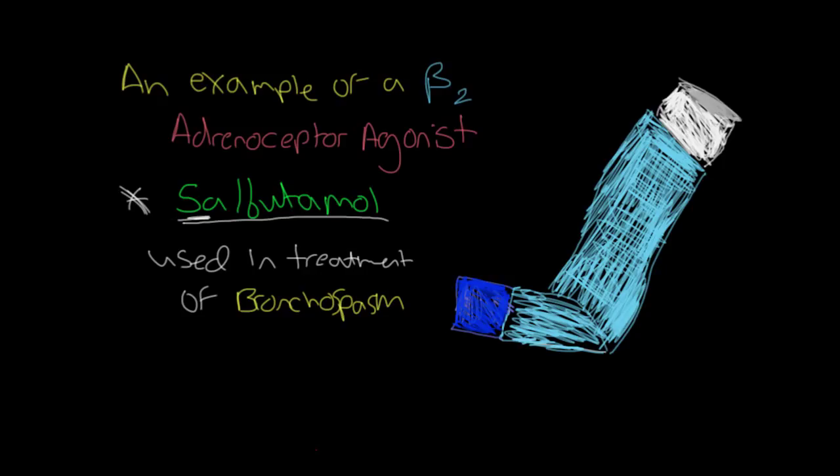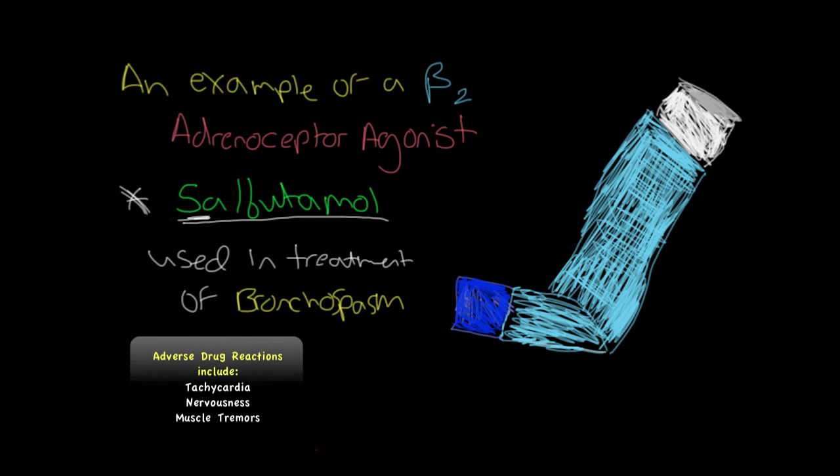The main adverse reactions of this drug are related to overstimulation of the sympathetic nervous system. Tachycardia, nervousness, and muscle tremors are all possible through indirect stimulation of beta and alpha receptors in the heart, CNS, and skeletal muscle.